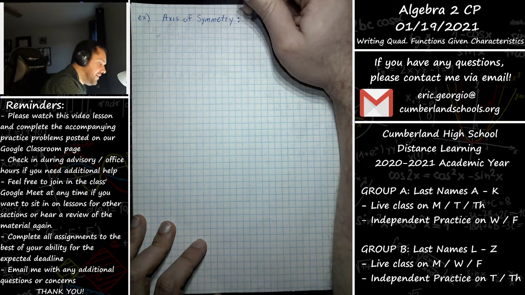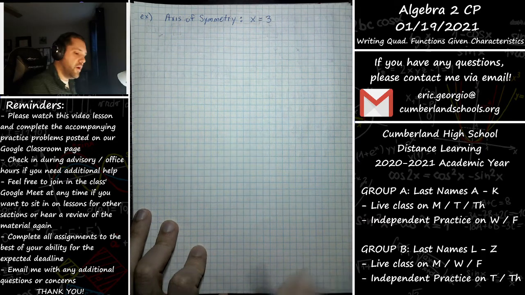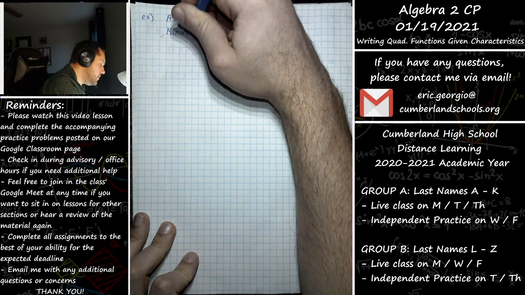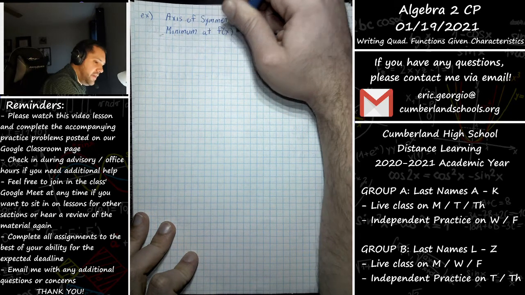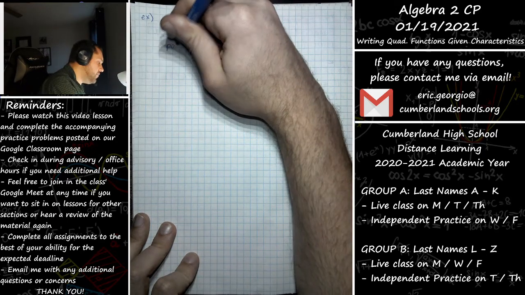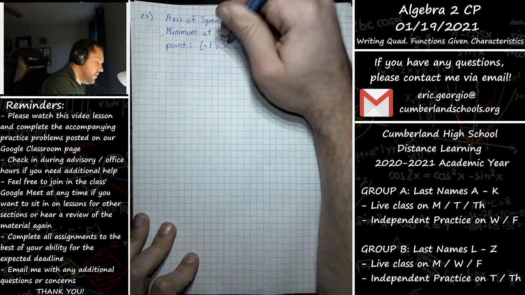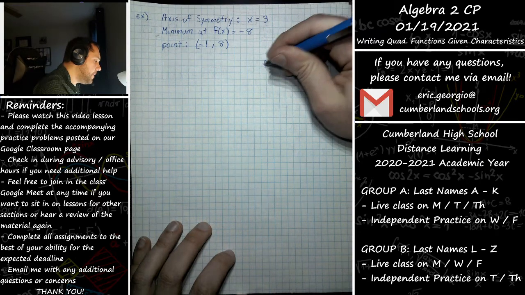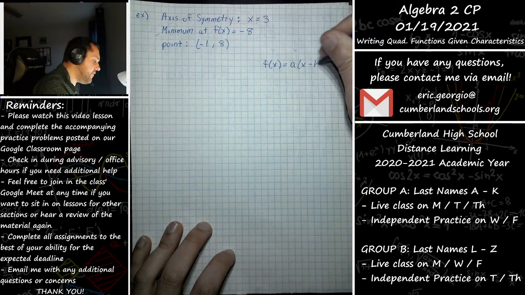Is x equals 3 for this parabola. We're going to say that it has a minimum at f of x is equal to negative 8. And we're also going to say that this parabola passes through the point of negative 1 comma 8. Okay? So we're again trying to construct a parabola equation in vertex form given that information about it.